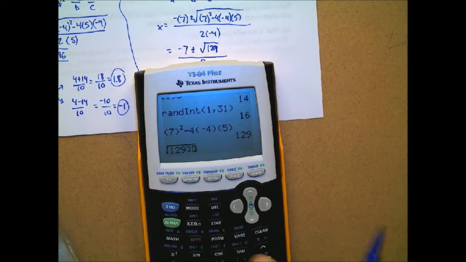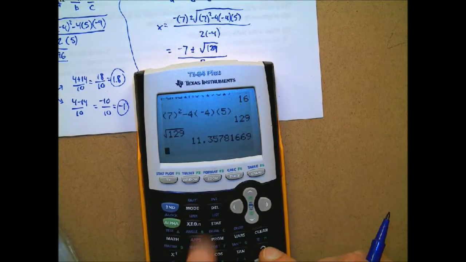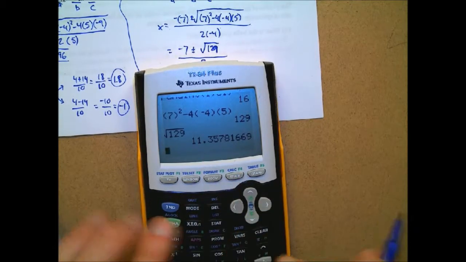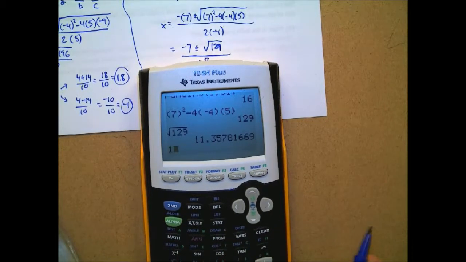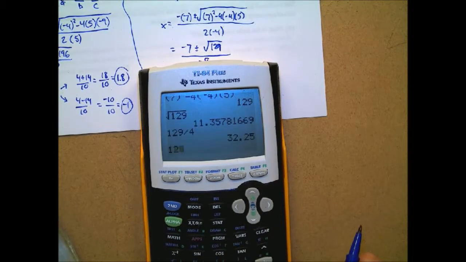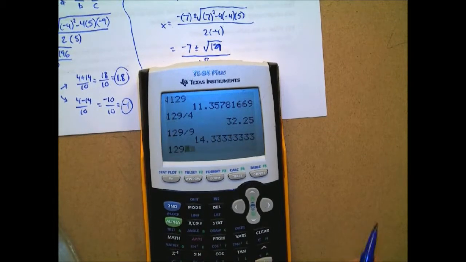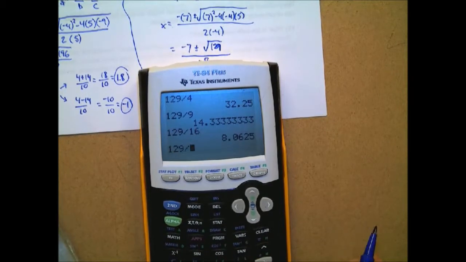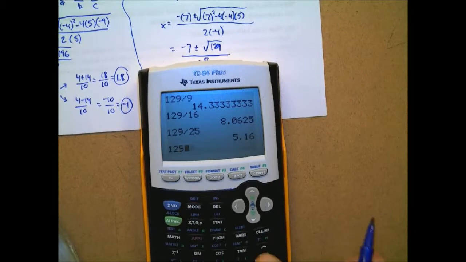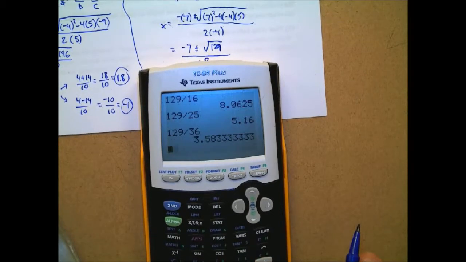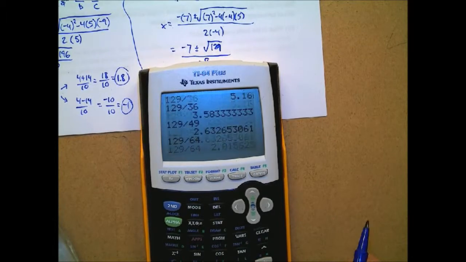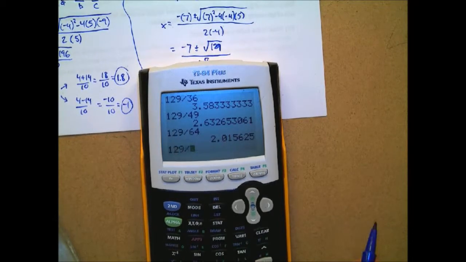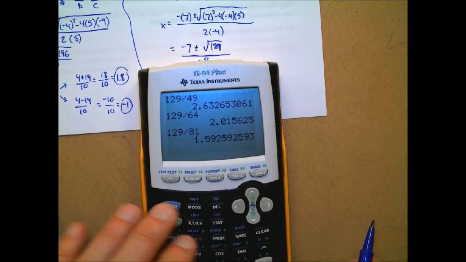Square root of 129. Let's see if it's a perfect square. It's not. Okay, can we divide 129 by any perfect squares? Let's see. Let's try 4. Nope. Let's try 9. Nope. Let's try 16. Nope. Let's try 25. Nope. Let's try 36. Nope. 49. Nope. I think we can say here that there are no perfect squares that divide it, right? Okay, there aren't any.